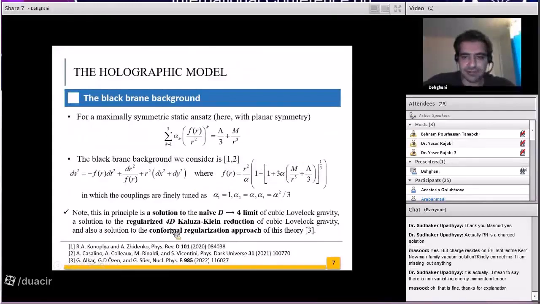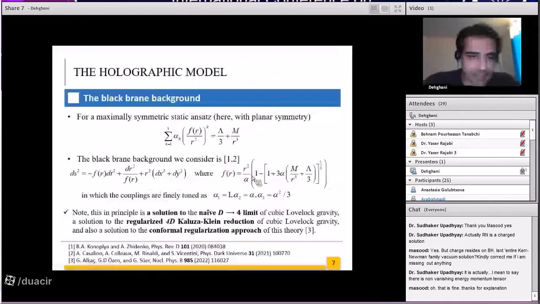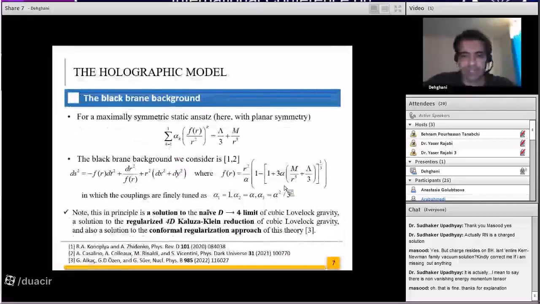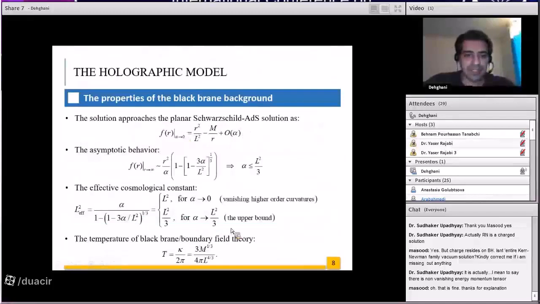Here is the background. The black brane background we consider here is a solution to some of these regularization techniques. In fact, we use a black brane background in which the couplings are finely tuned up to curvature corrections. It is a solution to this naive theory, and also is a solution to the regularized Kaluza-Klein reduction of this theory, and it is conceivable that it can be obtained from the conformal regularization approach of this theory. So this is a very interesting background to investigate the effect on the conductivity of the boundary theory.